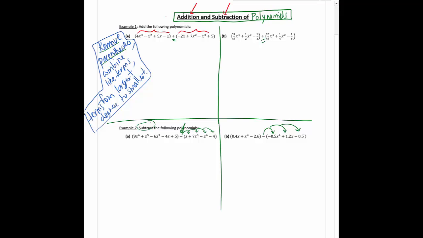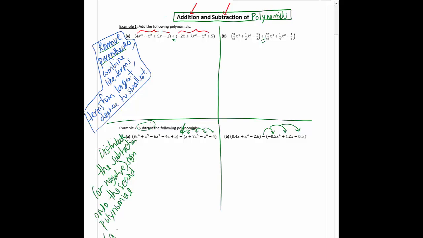That's the only thing you've got to be careful of. You remove parentheses. If you're adding 2 polynomials, it's no problem, just remove them. But if you're subtracting, you've got to remember to distribute the subtraction sign, or you can think of it as a negative sign, onto the second polynomial. And just remember, you have to put it on all terms. All of them. So be a little careful on that.